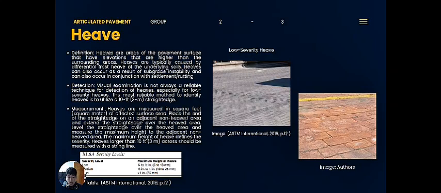And the detection is by visual examination. It's not always a reliable technique for detection of heaves, especially for low severity heaves. That is a category for this failure. The most reliable method to identify heaves is to utilize a 3 meter straightedge. So you put this on the surface, and you can see the failure.